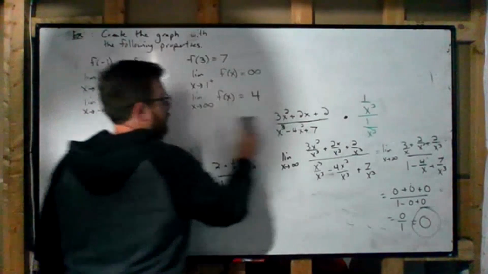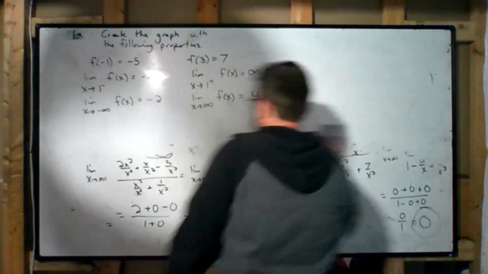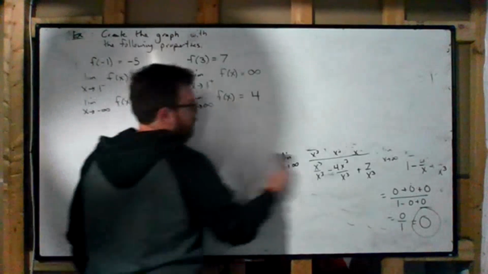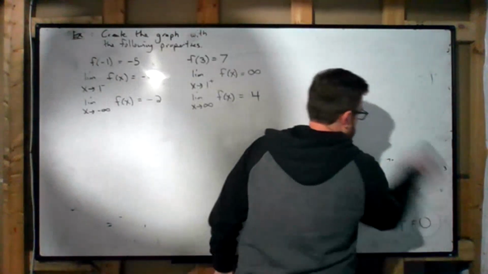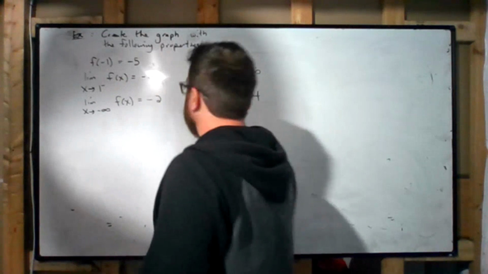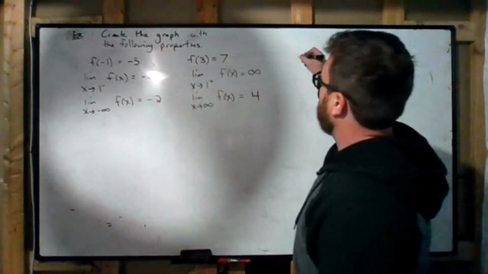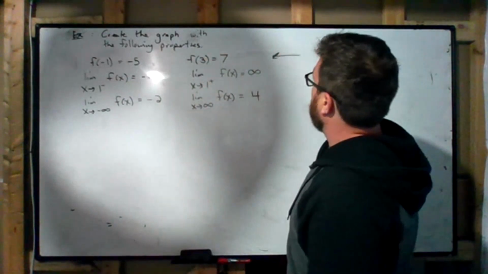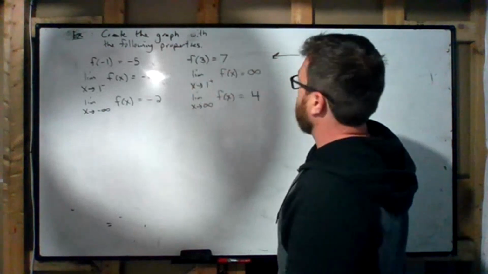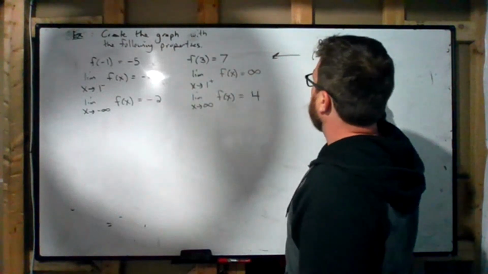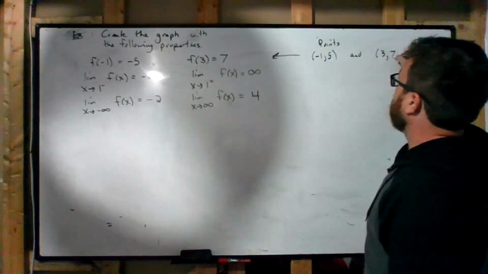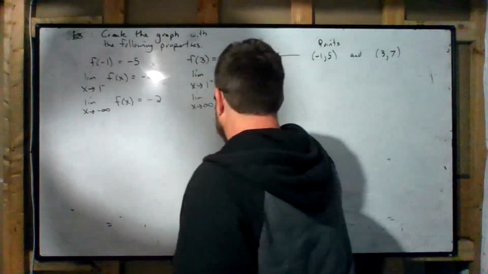This just comes down to understanding what these things mean, and then we're going to patch the rest of it together with some curves. So what does it mean? Well, the first two are just points on the curve. The first one means that it goes through -1, 5, and the next one means it goes through 3, 7.